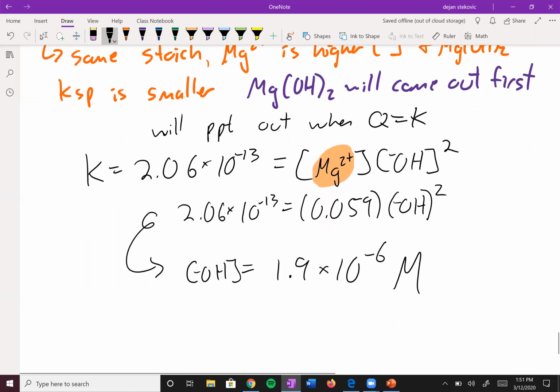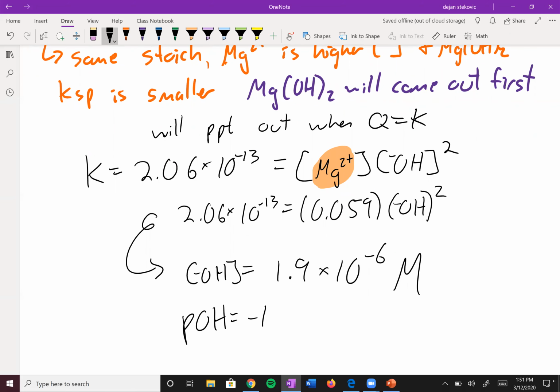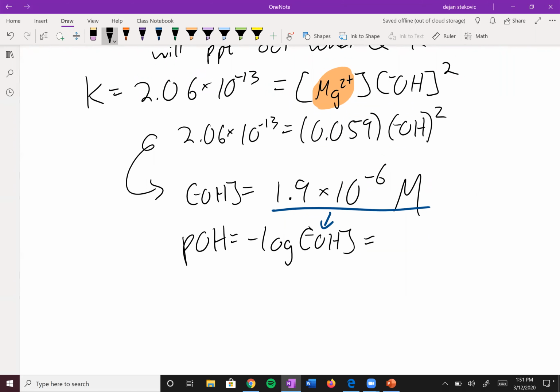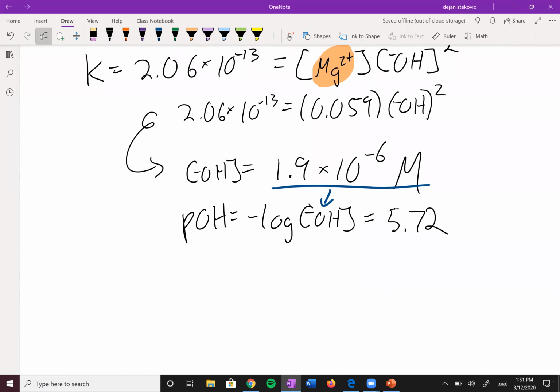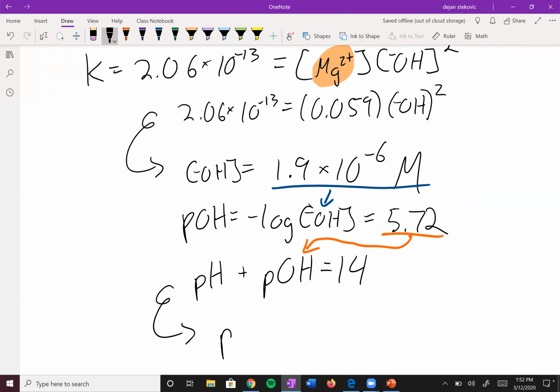So we know that pOH is equal to what? Right, negative log of the concentration of hydroxide. We have the concentration of hydroxide, so we can plug that in there. And you get what numerical value? 5.72, right? You get a pOH of 5.72. Does it ask for pOH? No, it asks for pH. Generally, we talk about pH. So we know that pH plus pOH is equal to what? 14, right? And so then we can plug this in for pOH, solve for pH to get a numerical value of what? 8.28. So the magnesium hydroxide will start precipitating out once you hit a pH of 8.28.